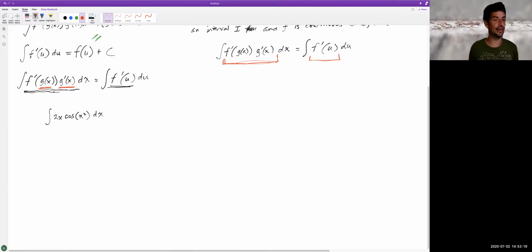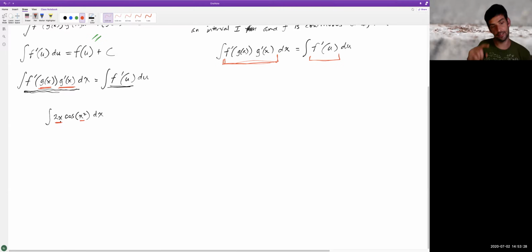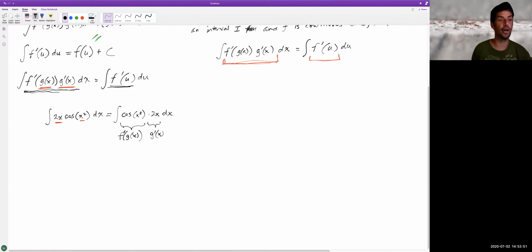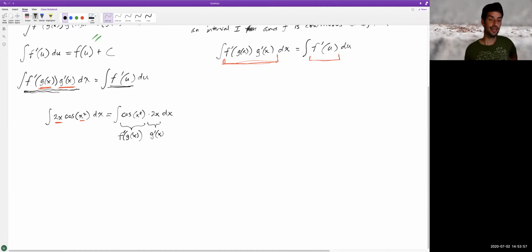Are there two things in our integrand where one is the derivative of the other? And if you look at x squared and 2x, 2x is the derivative of x squared. So I'm going to do something I don't absolutely have to do, just to put it exactly in the form as written there. Right? This is like my f prime of g of x, and this is like my g prime of x. Okay? I don't know what f is yet. We'll be able to figure that out pretty easily in just a second.